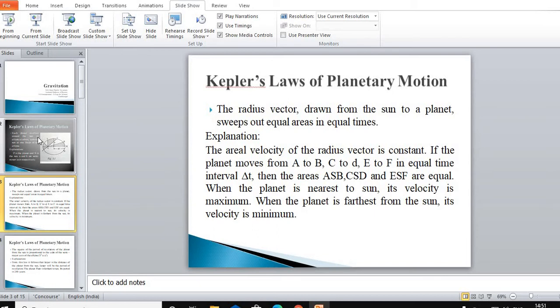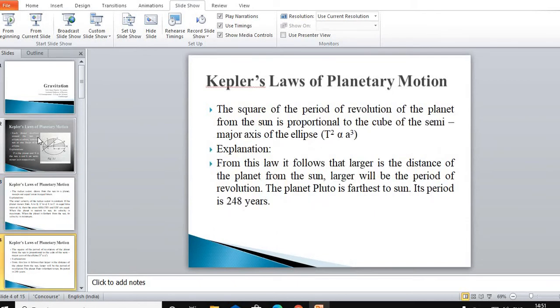When the planet is nearest to the sun, its velocity is maximum. When the planet is farthest from the sun, its velocity is minimum.